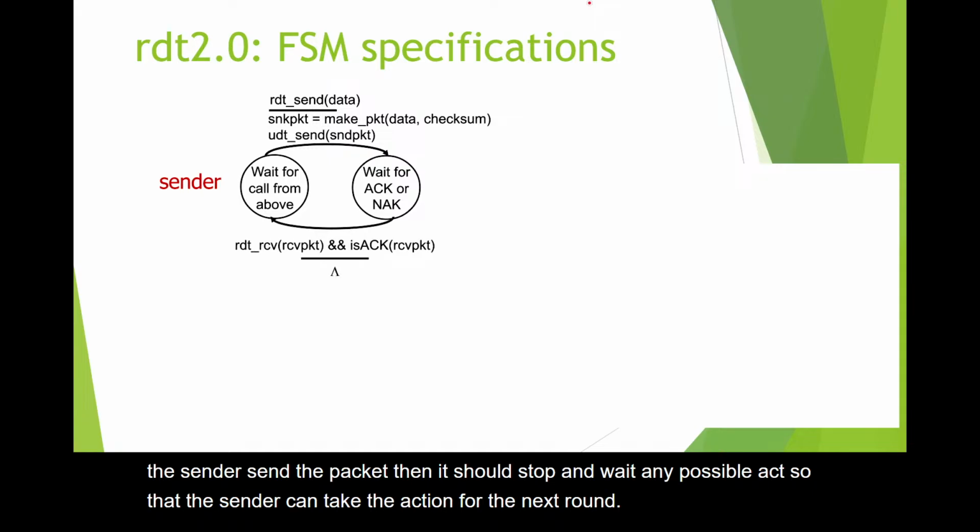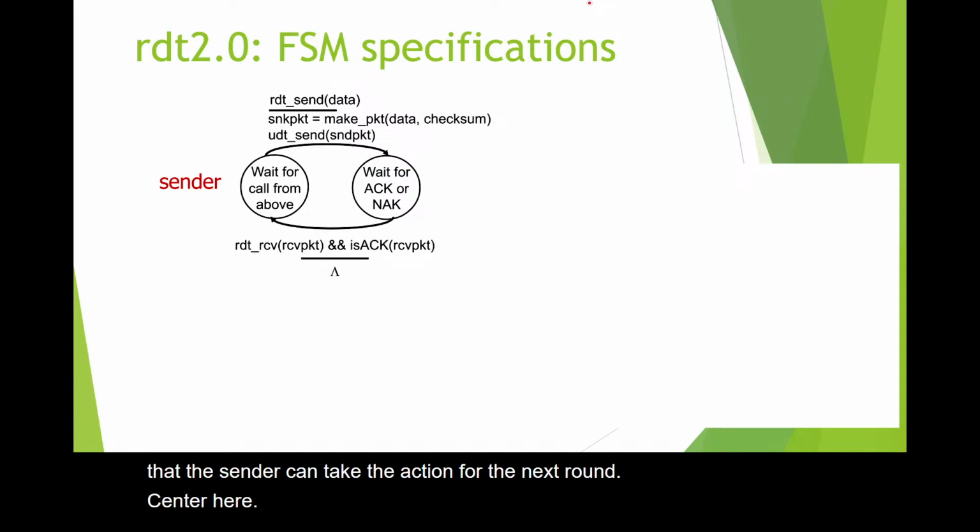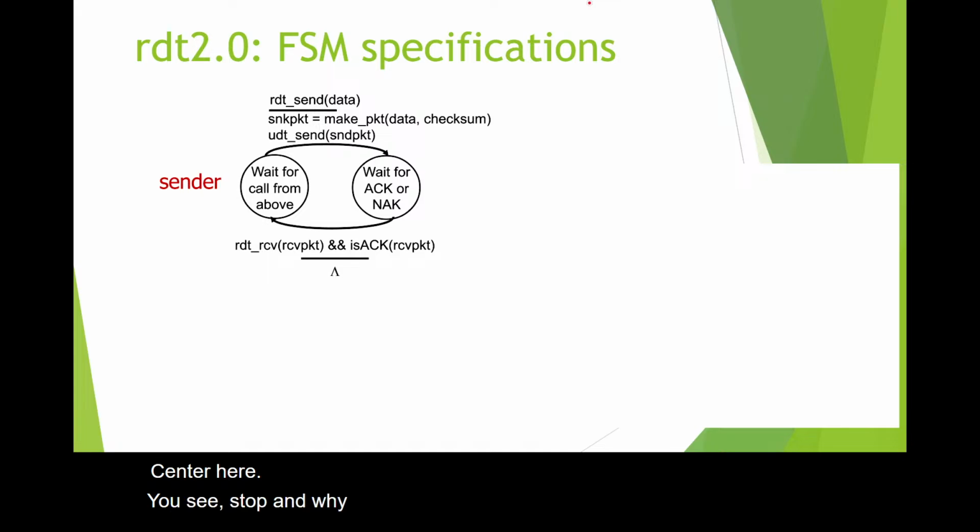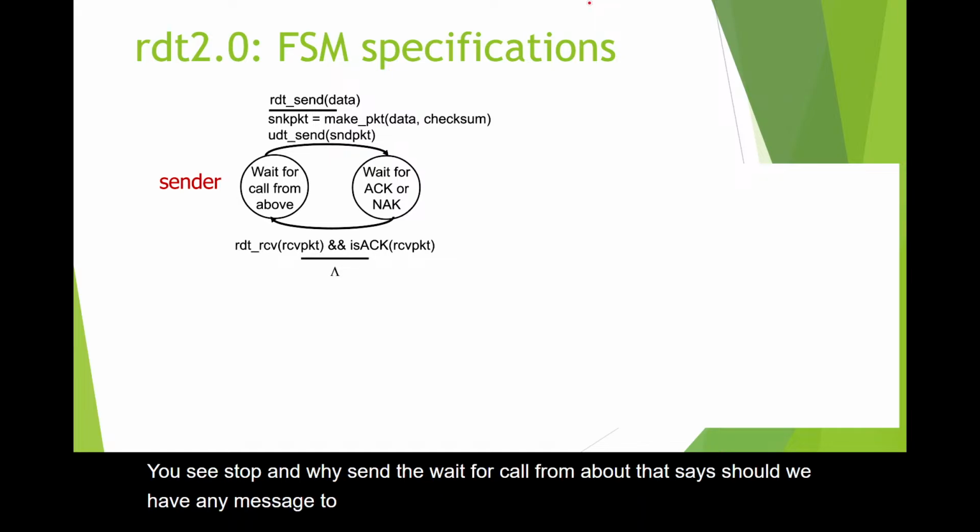Sender here. You see, stop and wait. Why? Sender, wait for call from above. That says, should we have any message to be sent? If yes, then we make packet. So you can see make packet.